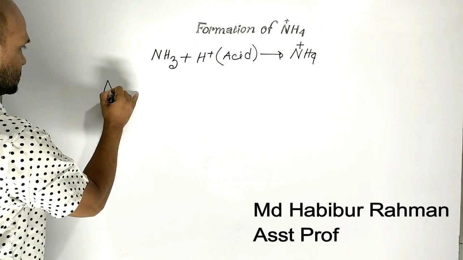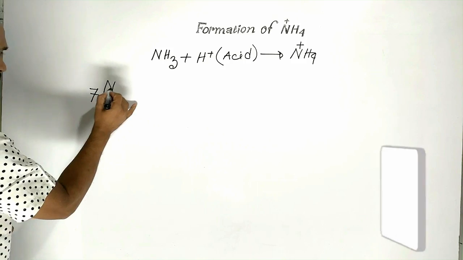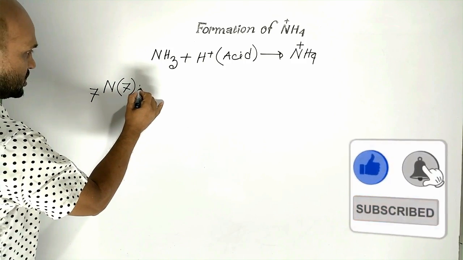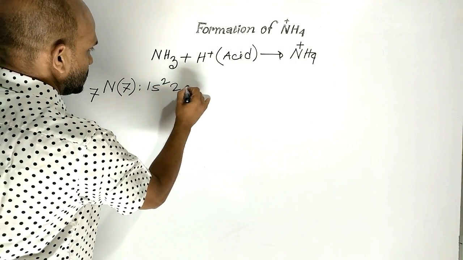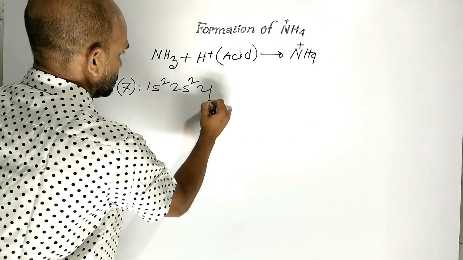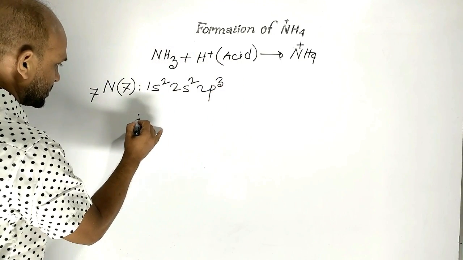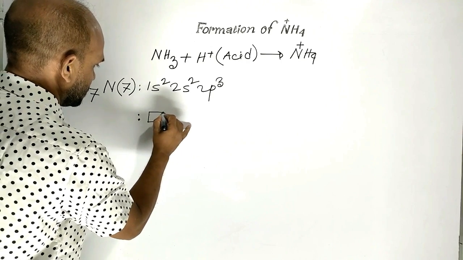Here, nitrogen, atomic number 7. So it has 7 electrons. Electronic configuration 1s2, 2s2, 2p3. Now let us write electronic configuration in box method.